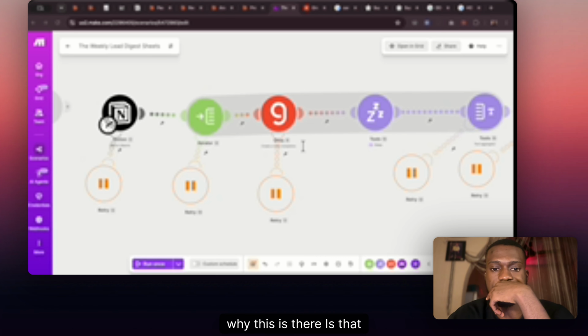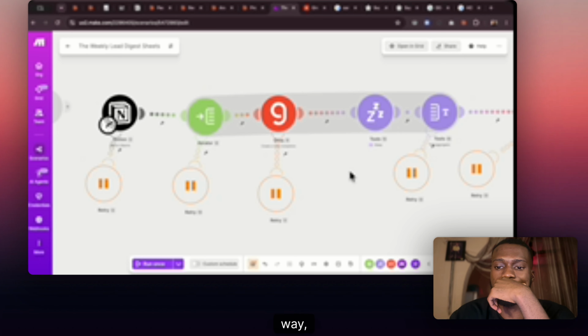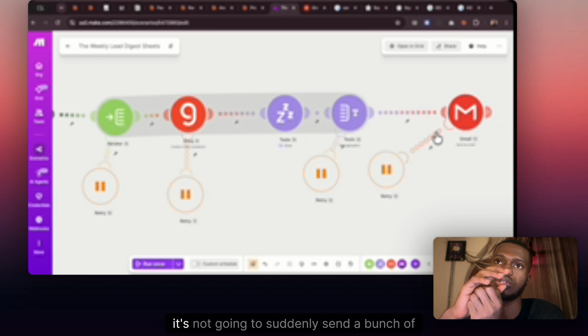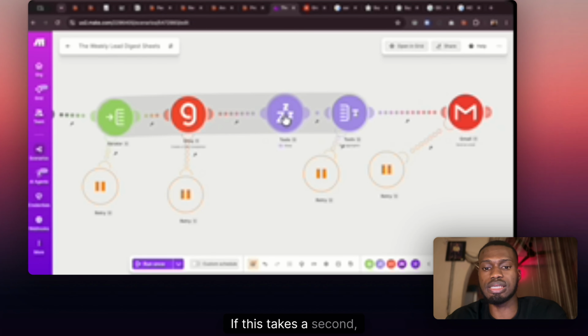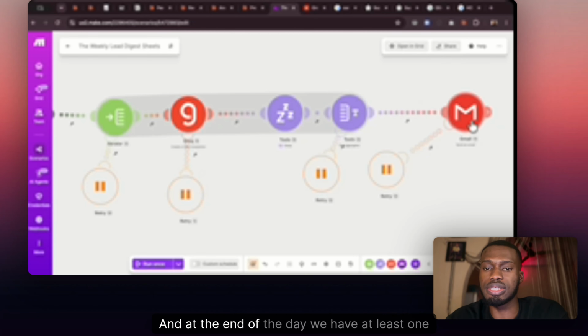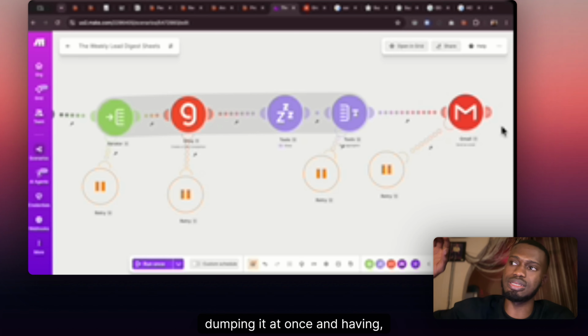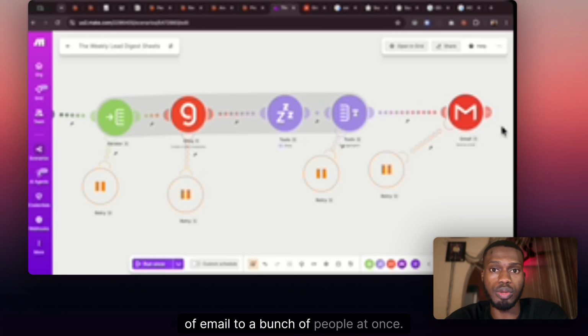The reason this is there is that for it to process every single thing and to send this, it's not going to suddenly send a bunch of details at once. If this takes a second, this can take a couple of milliseconds, and at the end of the day we have at least a 1 second interval to send these emails, unlike having everything in a batch and dumping it at once and having to send a long list of emails to a bunch of people at once.